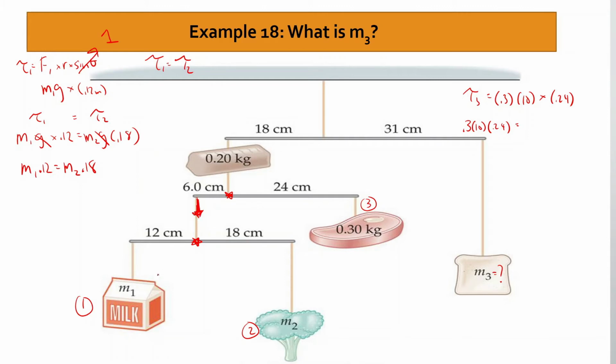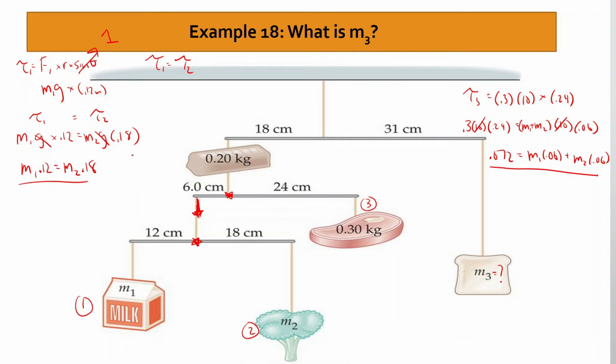Okay, so let's try to figure that out. The mass, we don't know what this is, M1 plus M2, times gravity, which is 10. But we do know that this is 6 centimeters away, so we're going to call that 0.06. The 10s cancel out, so let's try to simplify this. 0.3 times 0.24 is 0.072, which is equal to M1 times 0.06 plus M2 times 0.06. So now we have 2 equations and 2 unknowns.